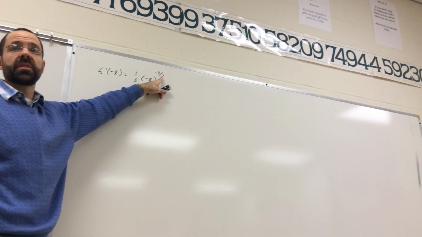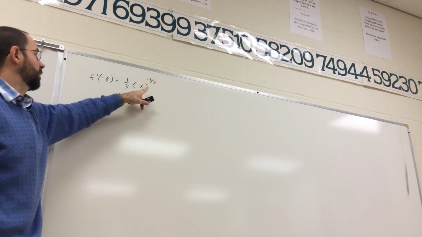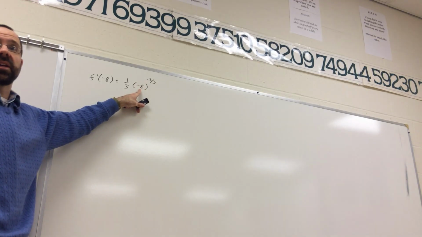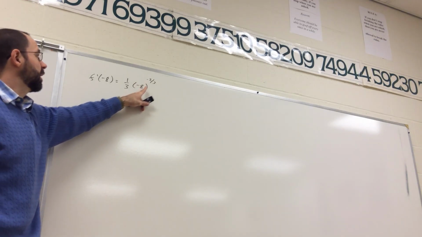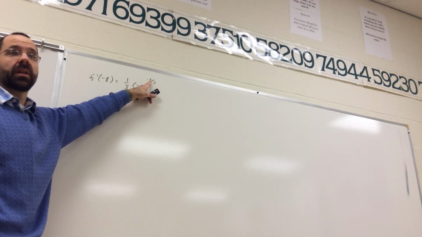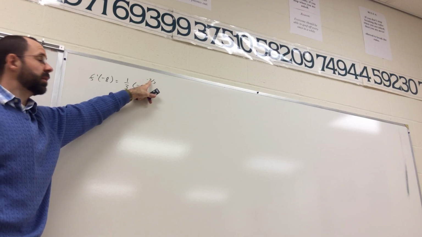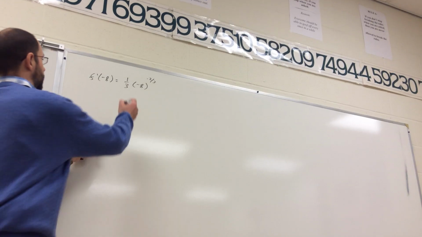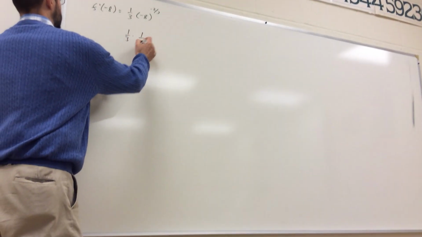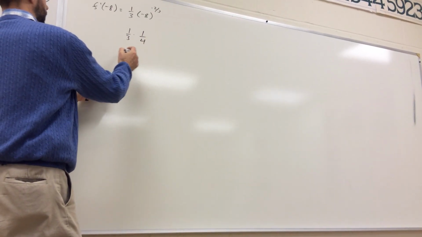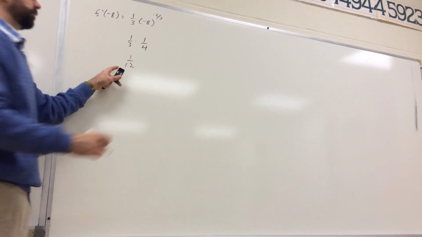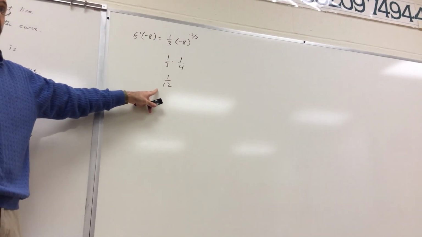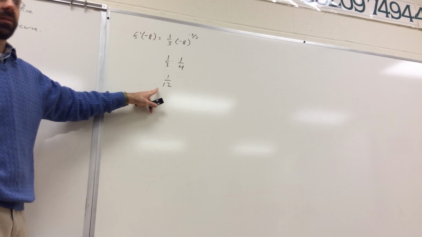The 3 on the bottom there means cube root. So we're going to take the cube root of negative 8, that's negative 2. And then the 2 means square that. Negative 2 squared is 4. And then the negative means flip, so that's 1/4. So this is 1/3 times 1/4. So the derivative is 1/12. So that's the slope of the tangent line.